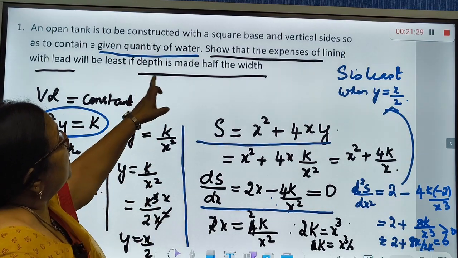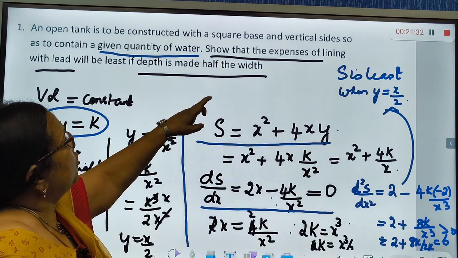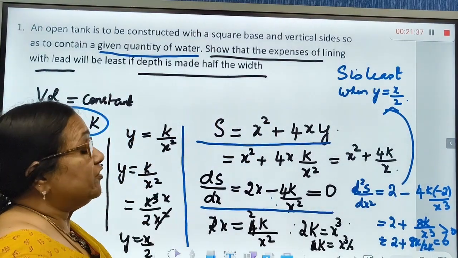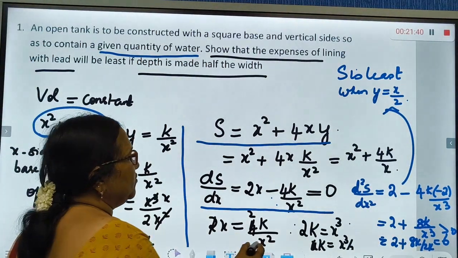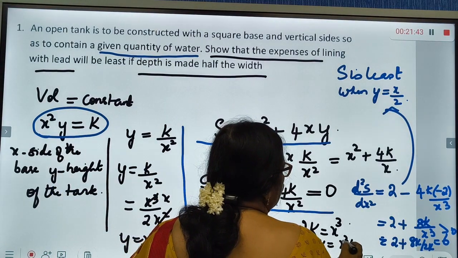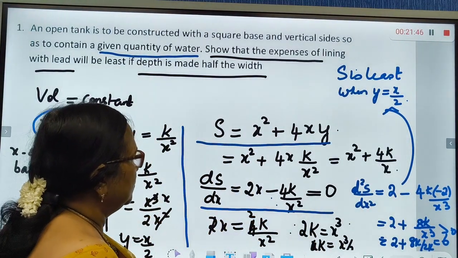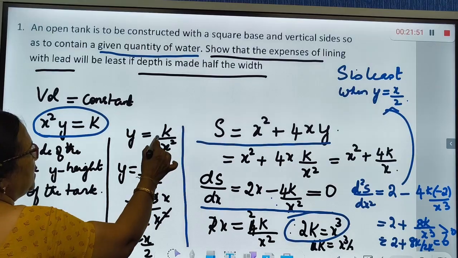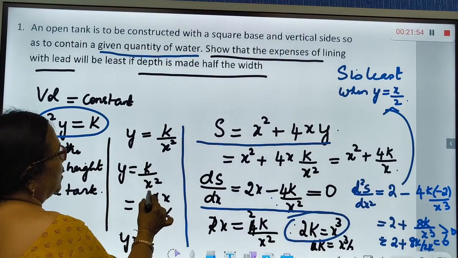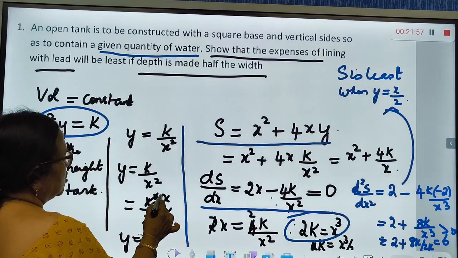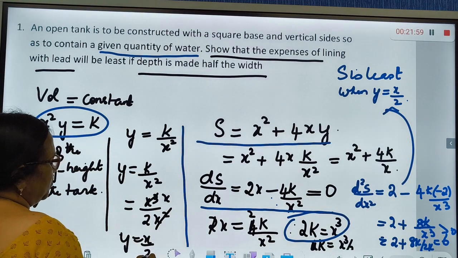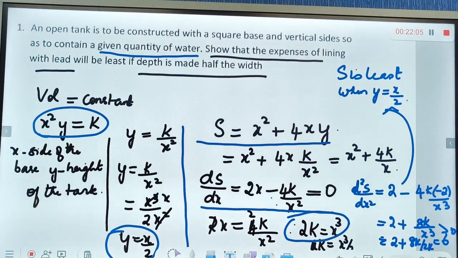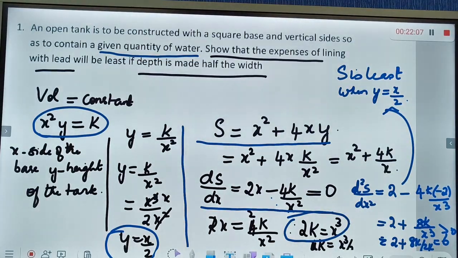And what is the relation between depth and width? Because yes, we have to prove that the surface area is least when depth is made half the width. So we have to find the relationship between x and y. We have already found the relationship: k is x cube by 2 or x cube is 2k. So from this, what is y? Y is k by x square. So k is x cube by 2. So x cube by 2x square, which is x by 2. So y is equal to x by 2. So the surface area is least when y equal to x by 2.